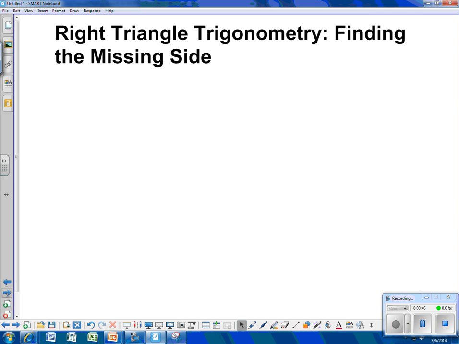All right, so first off, a quick review of right triangle trigonometry. We're going to be looking at finding the missing sides, but we first need to know the three identities for cosine, sine, and tangent. I'm going to write the one for cosine first. So cosine of an angle, we'll call the angle x, always equals the adjacent side over the hypotenuse.